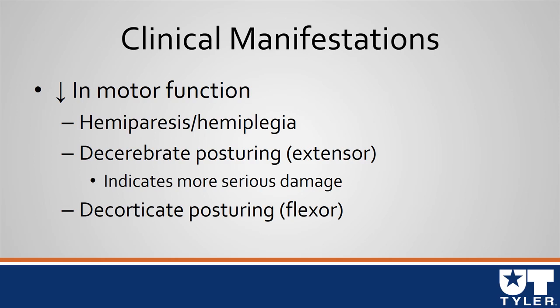Decorticate posture consists of internal rotation and adduction of the arms with flexion of the elbows, wrists, and fingers as a result of interruption of voluntary motor tracts in the cerebral cortex. Extension of the legs may also be seen. A decerebrate posture may indicate more serious damage and results from disruption of motor fibers in the midbrain and brainstem. In this position, the arms are stiffly extended, adducted, and hyperpronated. There is also hyperextension of the legs with plantar flexion of the feet.